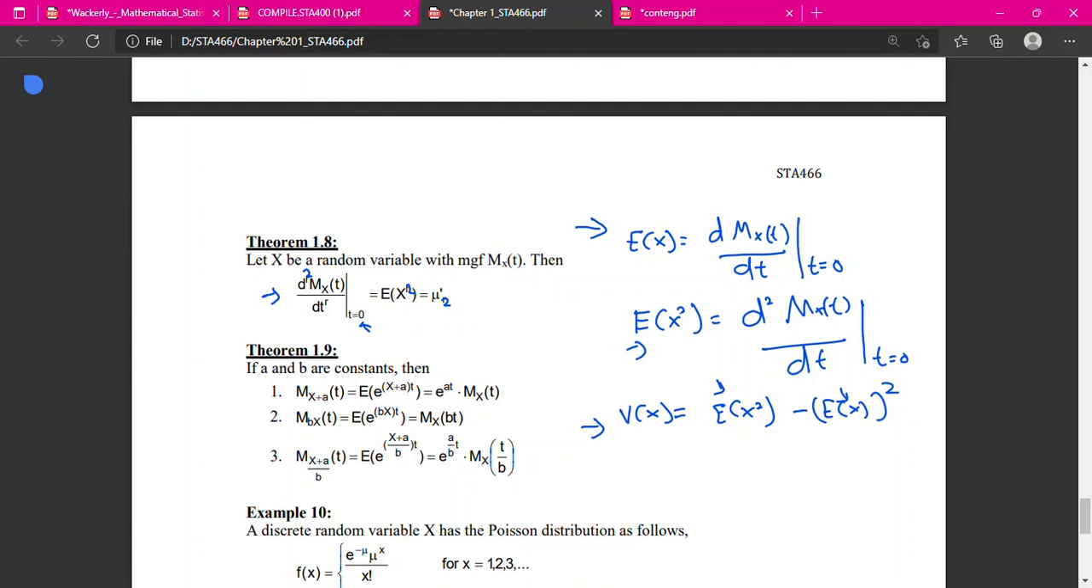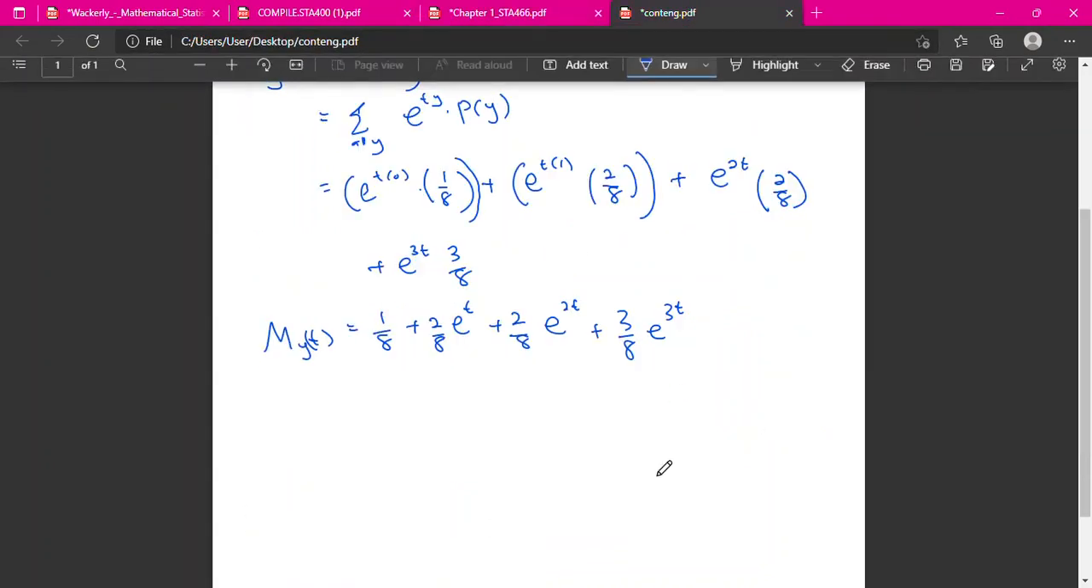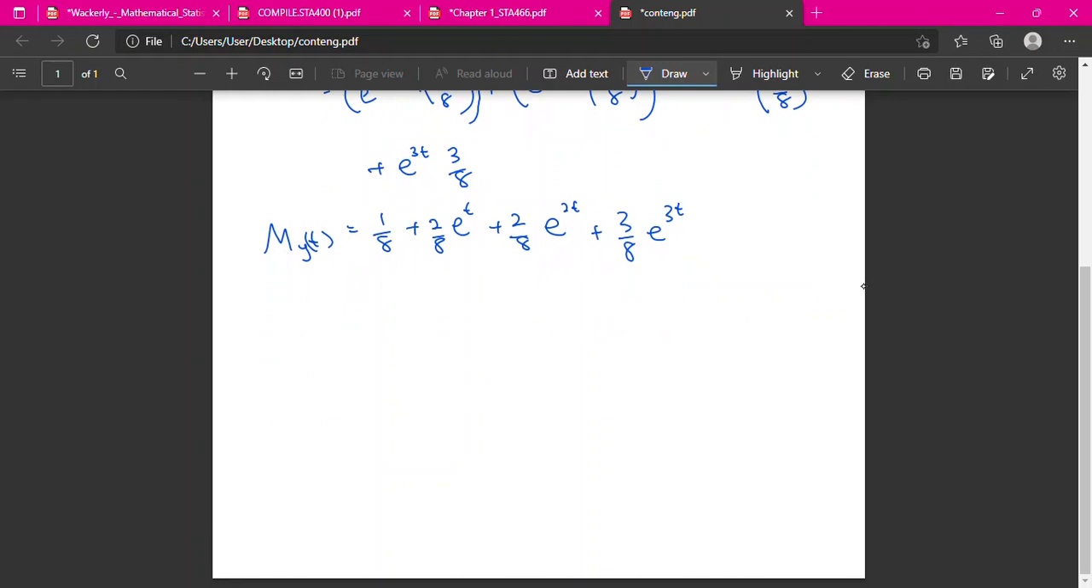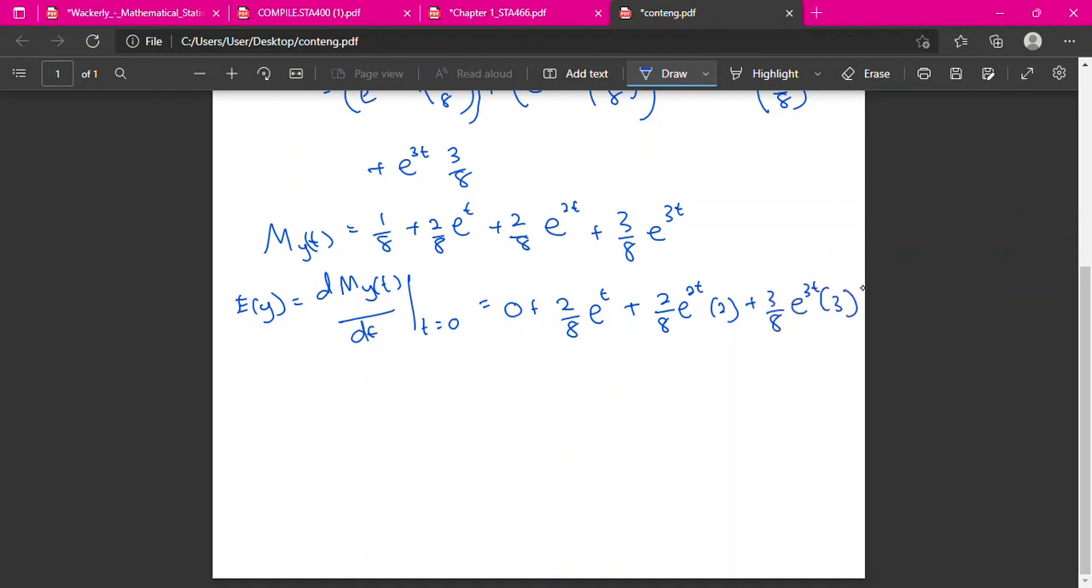Okay. Alright, so let's see tadi. This is our MGF function. So now using the MGF, kita nak dapatkan mean of y ataupun expected value of y. So what to do is, we need to differentiate the MGF function once, then replace t with 0. Alright, so differentiate 1 over 8 with respect to t, you akan dapat 0. Okay, differentiatekan 2 over 8 e t, you akan dapat 2 over 8 e power of t. Alright, plus differentiatekan pula 2 over 8 e to t, you akan dapat 2 over 8 e to t multiply 2. Plus 3 over 8 e3t multiply 3. Then remember, nak kena replace t with 0.